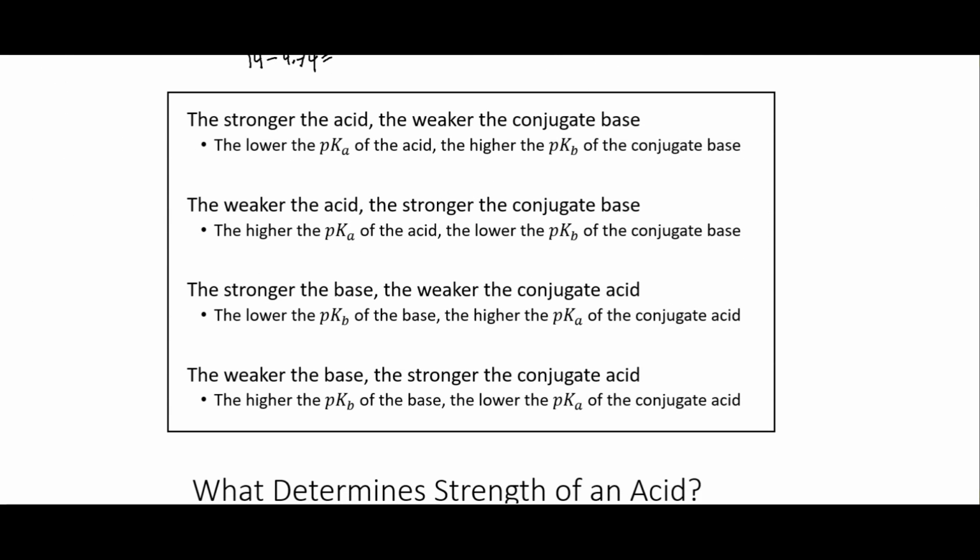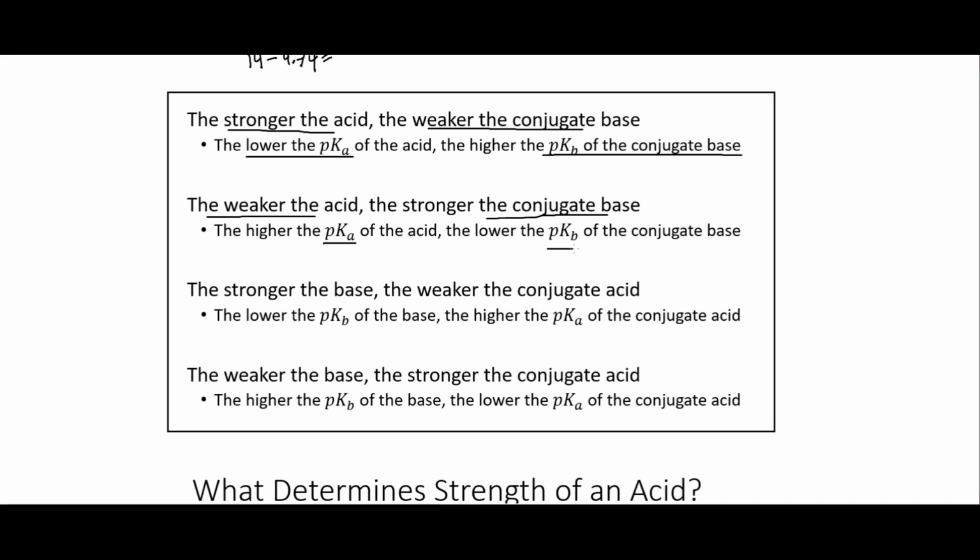And so this is just summarizing what we've been talking about. The stronger the acid, the weaker the conjugate base. Or if we want to put that in terms of pKa, the lower the pKa, remember lower pKa means stronger acid, the higher the pKb of the conjugate base. Then the weaker the acid, the stronger the conjugate base. So the higher the pKa, the weaker the acid. Those two things mean the same thing.